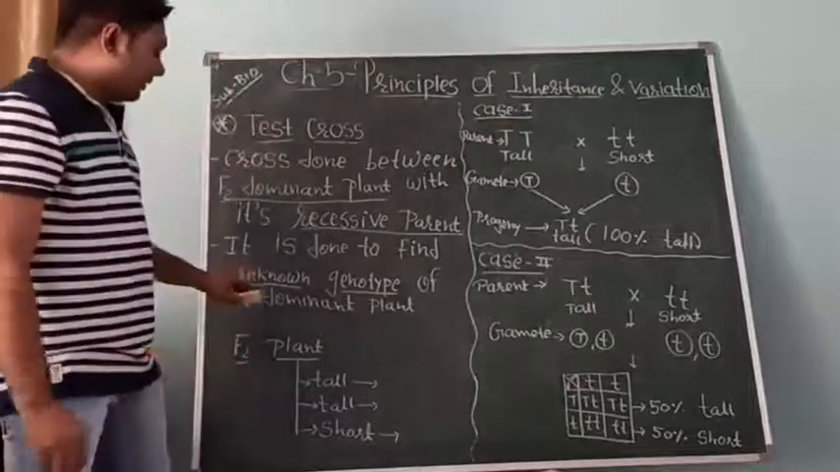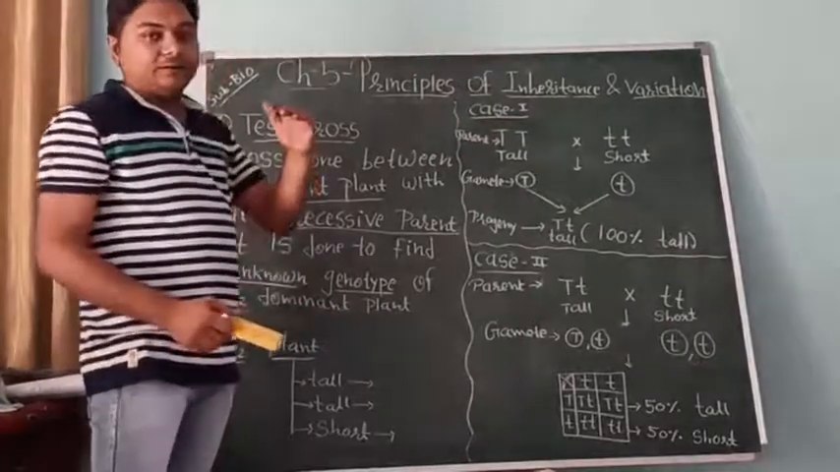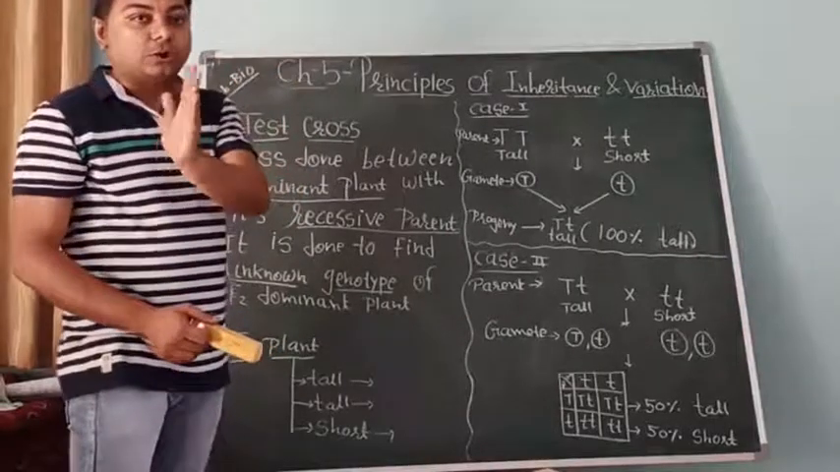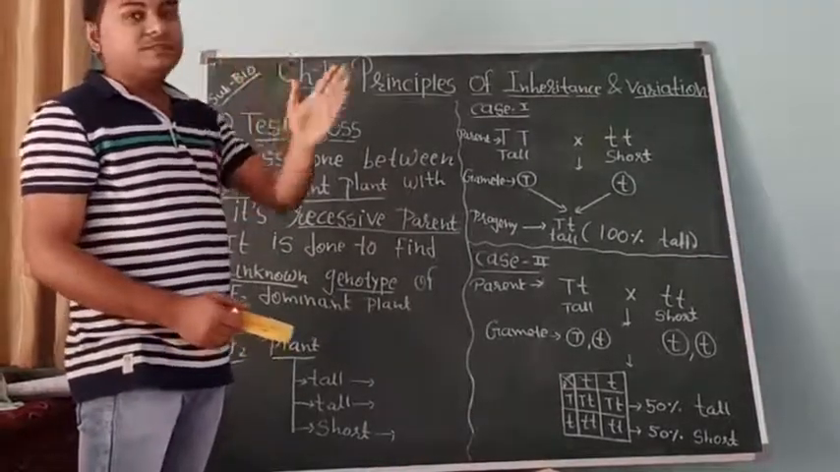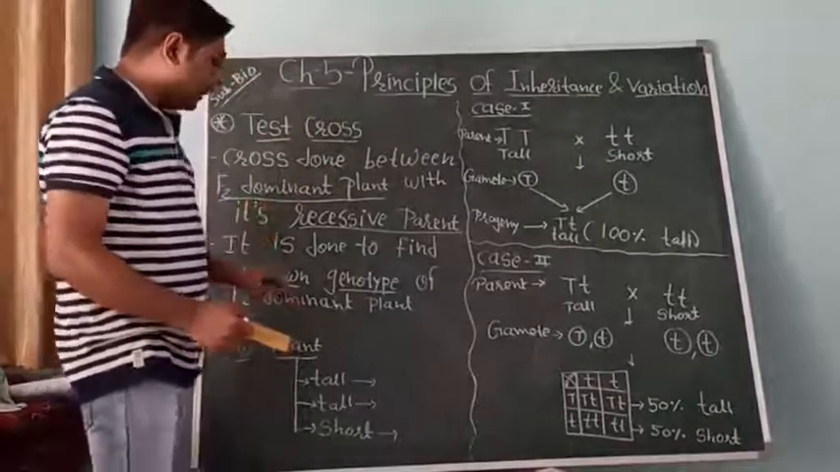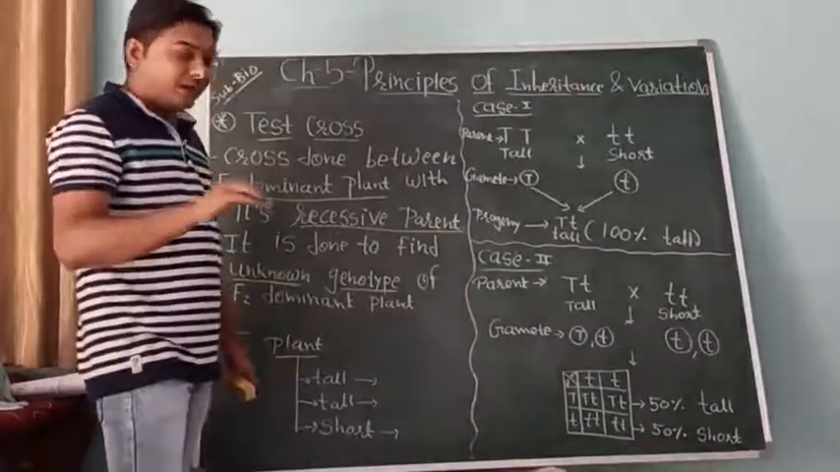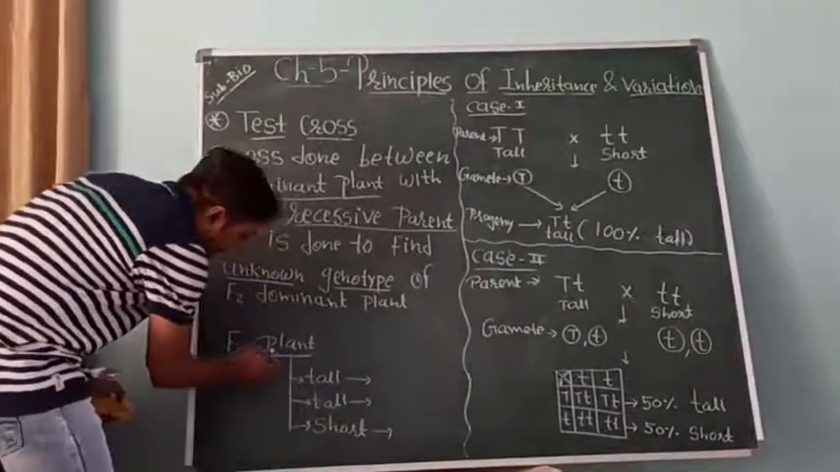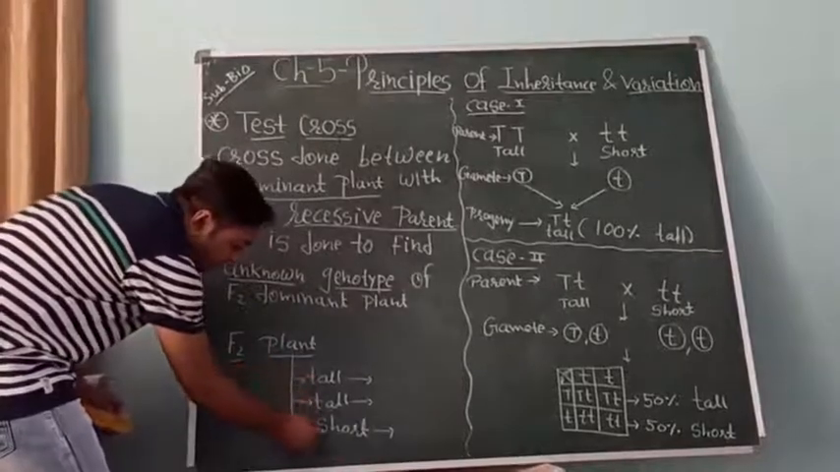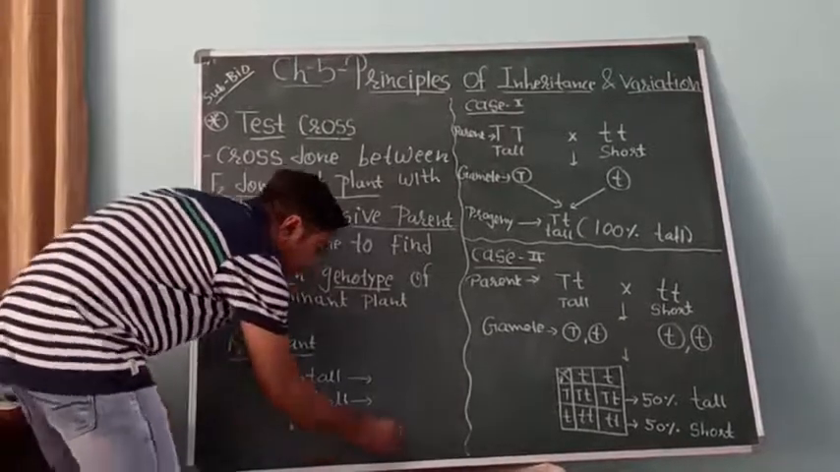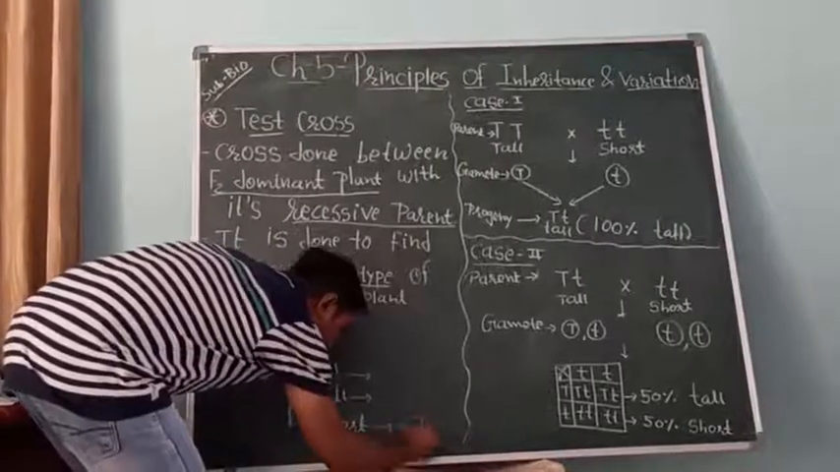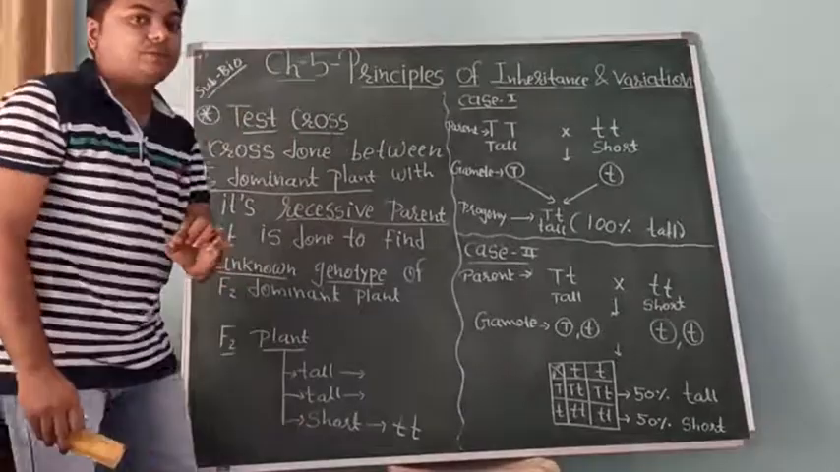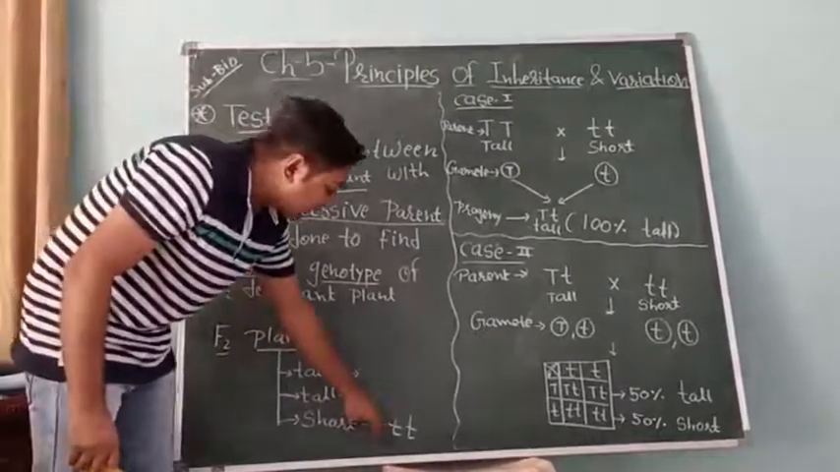We can see the plant height, that this plant is tall and this plant is short, but we cannot tell the exact genotype of the tall plant. Let me give an example. If we see the short plant, the genotype is small t small t, because short is a recessive character, and a recessive character has two alleles small t, we know.